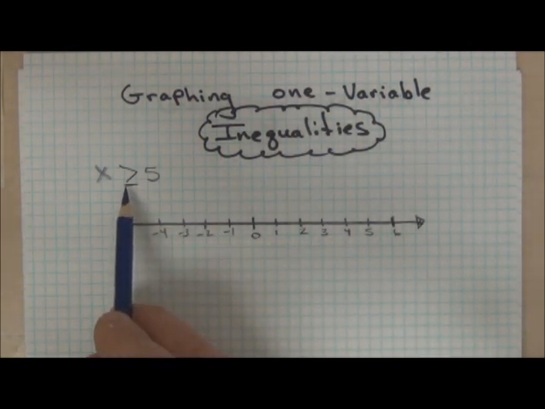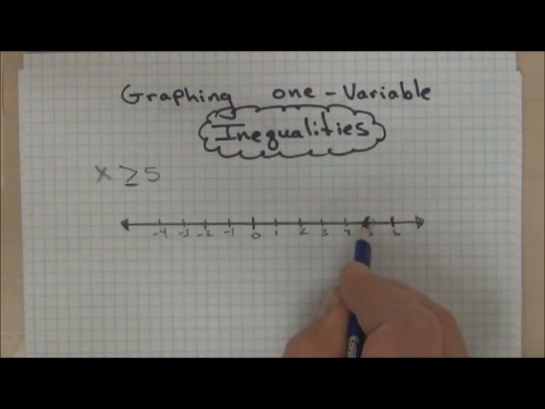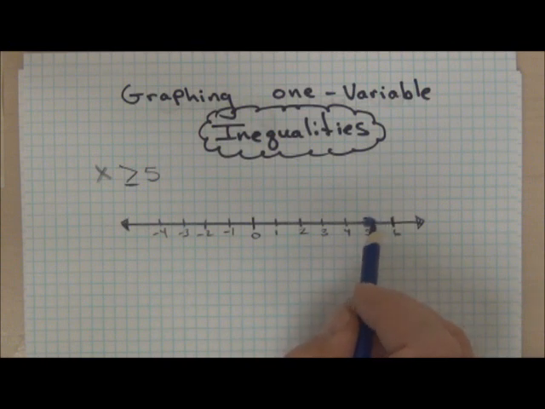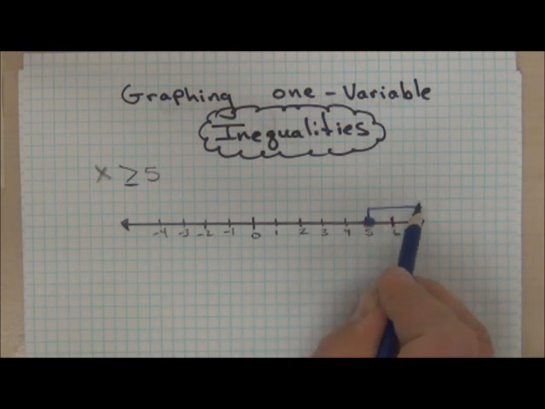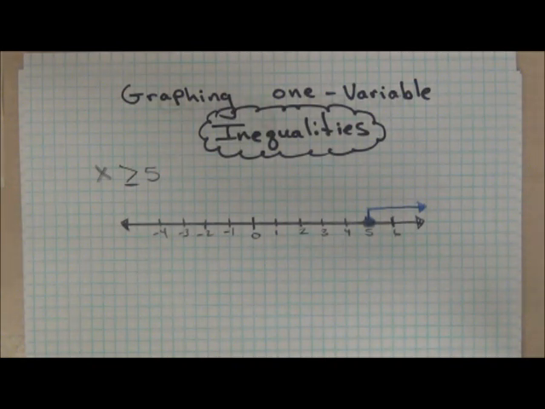Now we want all the values that are greater than or equal to 5. And so because we have this or equal to part under that, we want to show that the value can include the number 5. And we show that by putting a closed dot or a closed circle on the number 5. And all the numbers that are greater than 5 are this direction on the number line. And so this is how we show all numbers greater than or equal to 5.